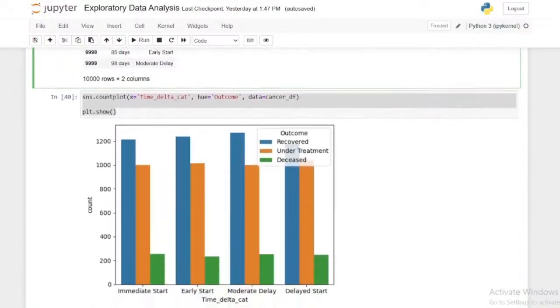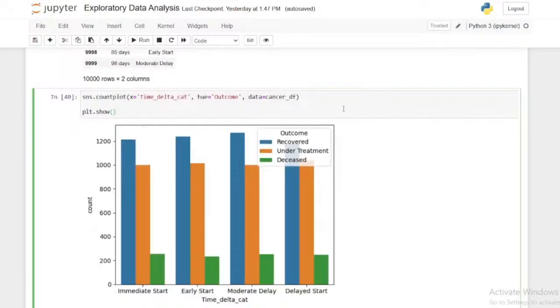So let's go down. The next thing I did here was to create a Gantt plot to see if the time it took for a patient to start treatment influences the outcome of the treatment of a patient. And with this, you can see that there's really no significant change in these values. They are almost all on the same scale. So we cannot really say that the time it takes for a patient to start treatment affects the outcome of that patient.